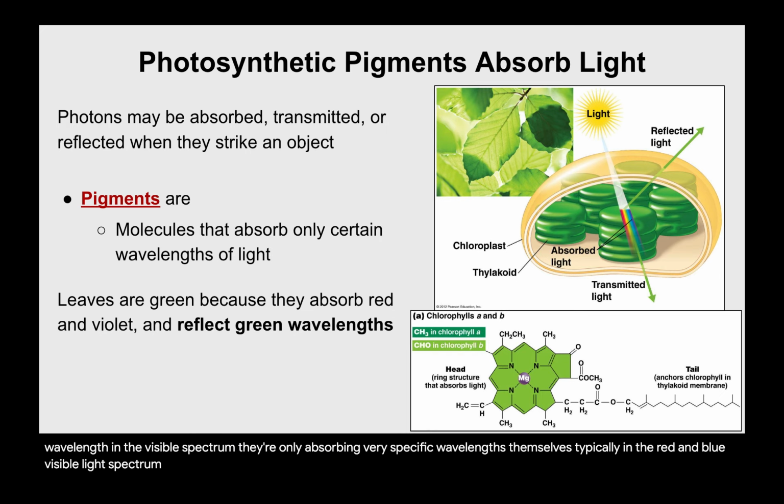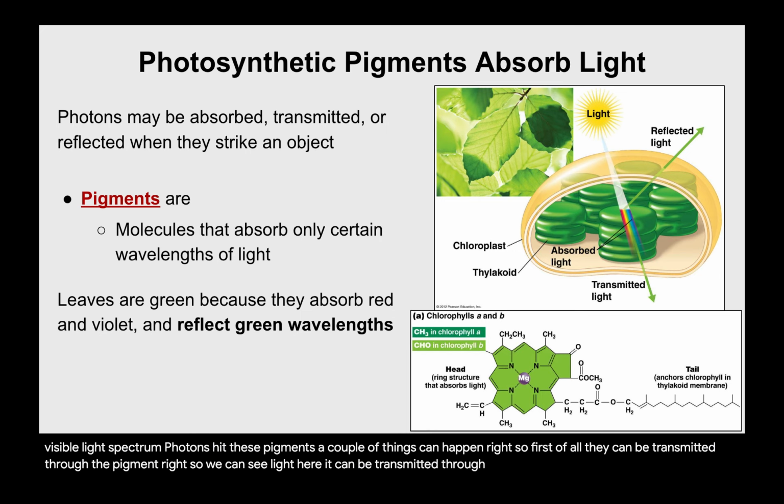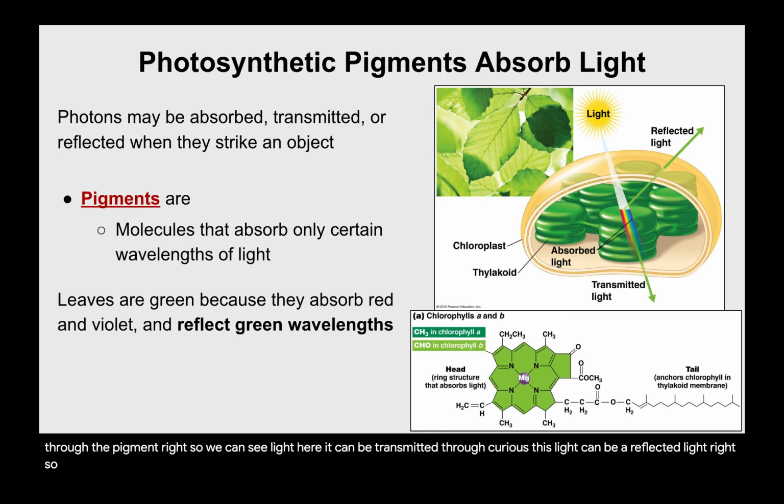When these photons hit these pigments, a couple of things can happen. First of all, they can be transmitted through the pigment, really kind of unaffected. This light can also be reflected, so it's going to hit our pigments and bounce back out.